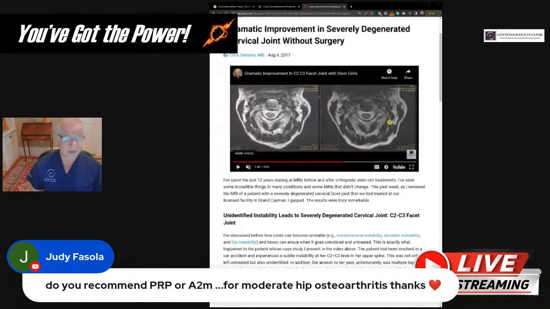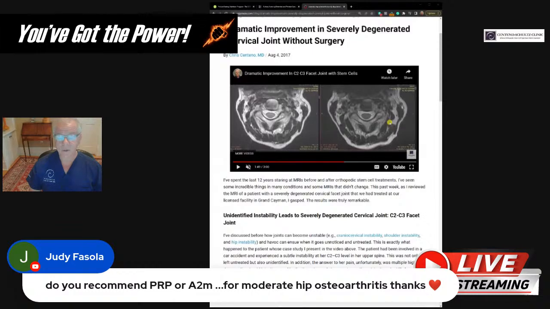So we have used A2M as a preventative. Now, we don't really use A2M as a treatment by itself, and we'll always add it to PRP. It's also very syrupy, so getting it through a small needle is difficult. So it actually helps to add in PRP because it thins it out. So it allows you to use much smaller needles on the patient.